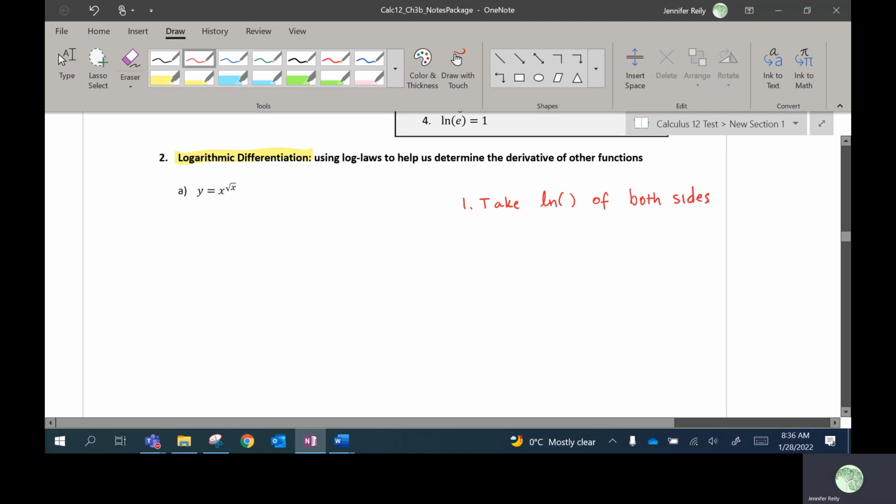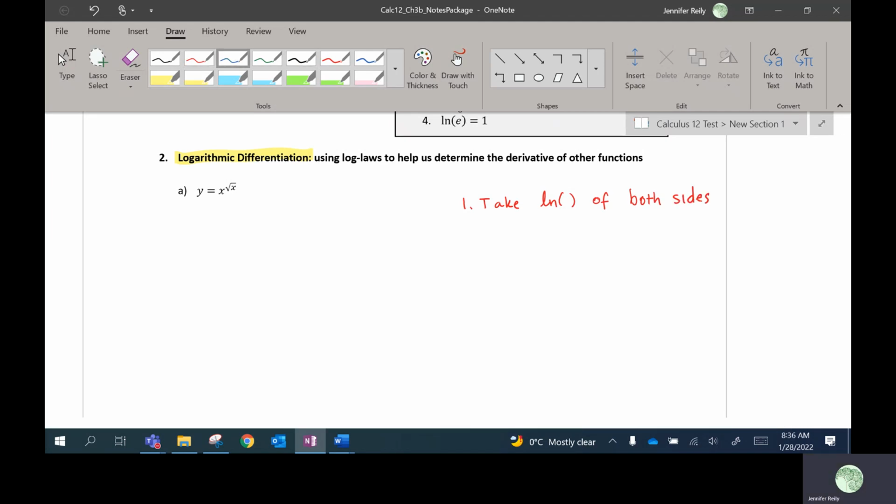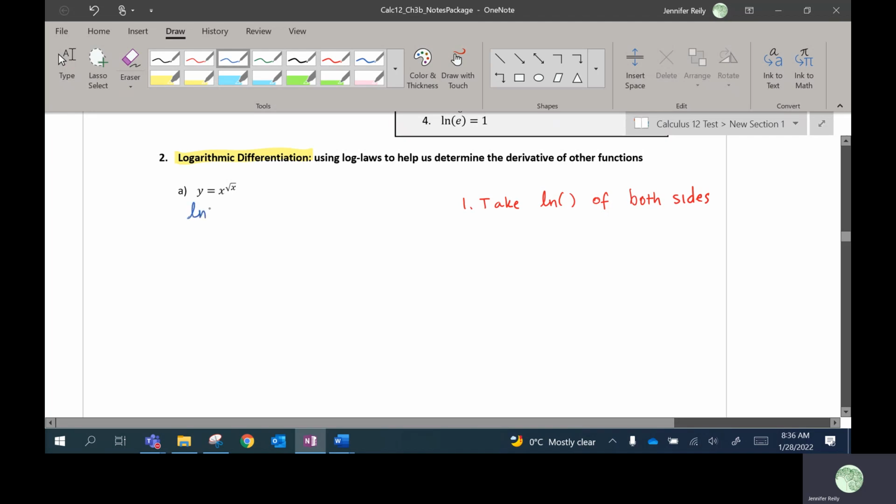In math, when you're working with equations, as long as you do the same operation to both sides of an equal sign, you're not actually changing the equation at all. So this is a legal move that we can do, and it's going to help us out, and we'll see how that helps us out in a second. So I'm going to apply the ln to both sides of the equation.